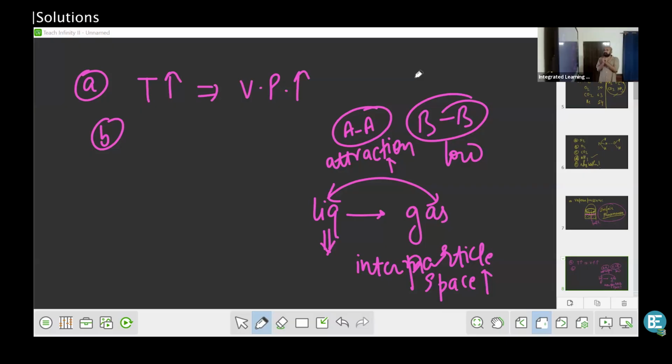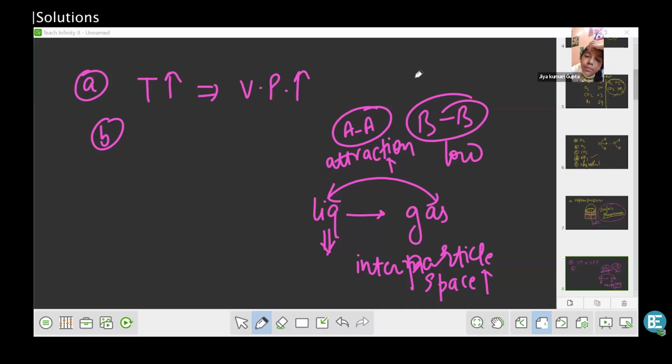The attraction between the particles is high. Because the attraction between the particles is high, it will be difficult to break that attraction, right? So you need more energy, and if you need more energy, what will happen? The vapor pressure will be less, or the vapor formation will be less. Do you get the answer?